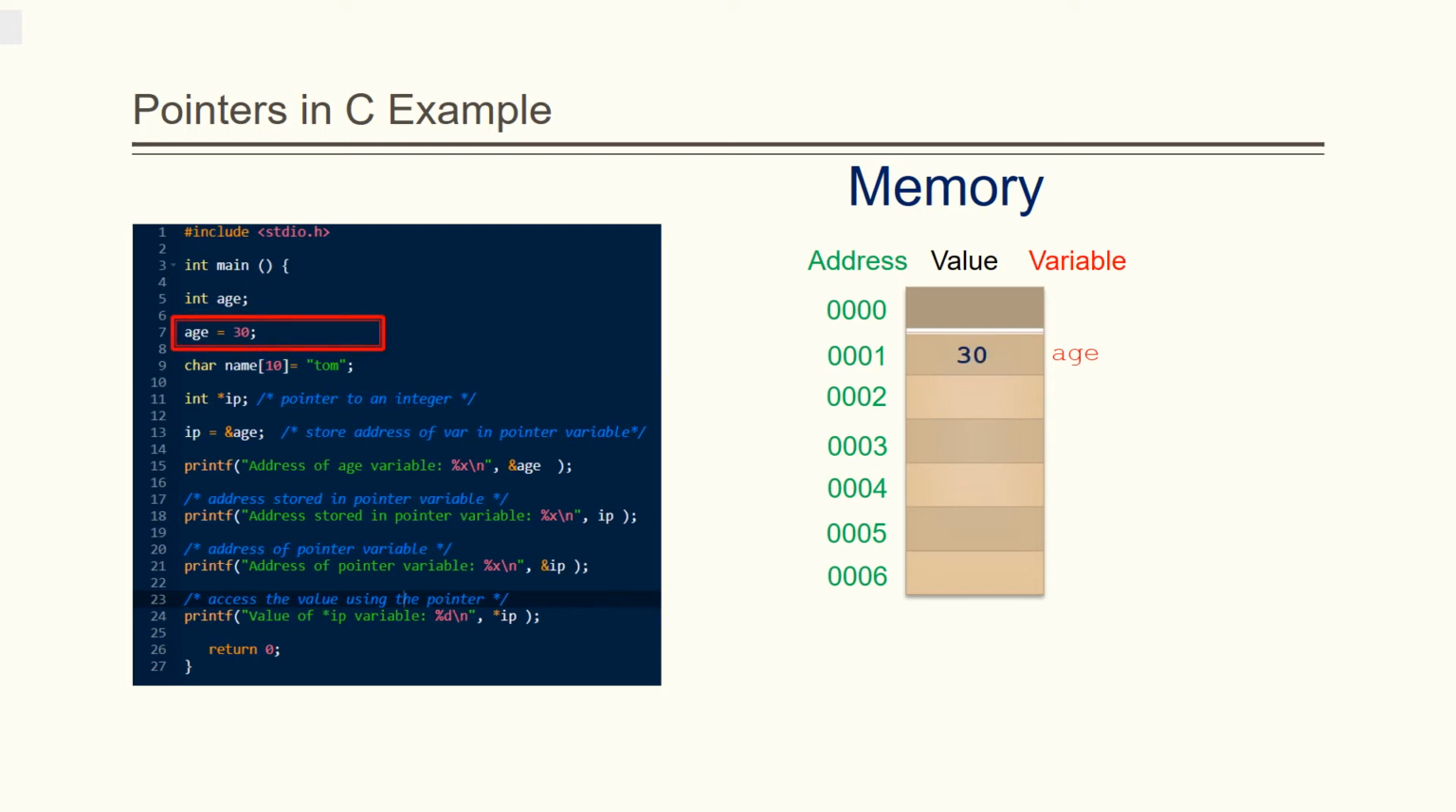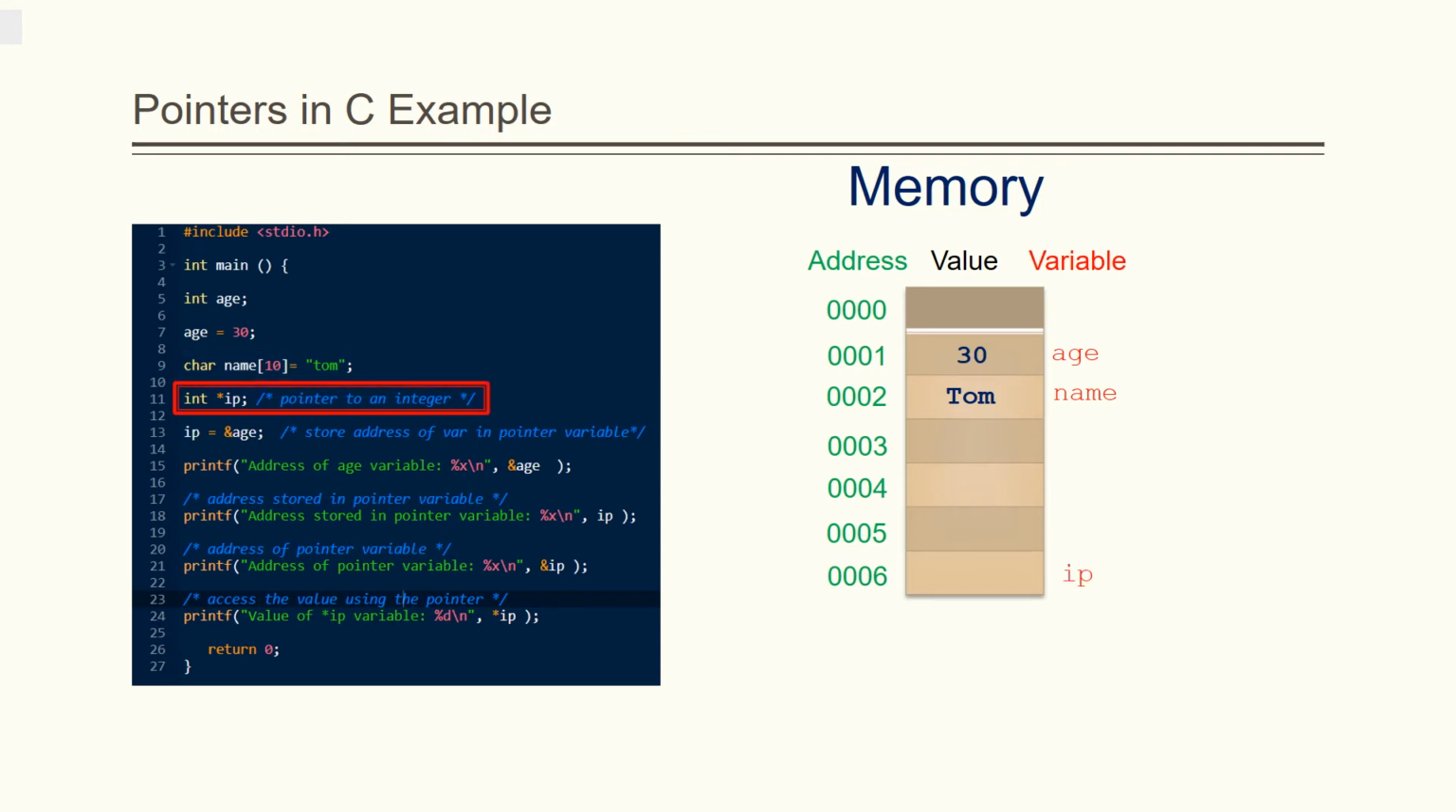Now we are going to initialize it. So here we assigned a value of 30 to this variable age, which comes here. Now after that we declare and initialize another variable called name, and we initialize it with the value of Tom. So here is the name and the value of Tom is assigned here.